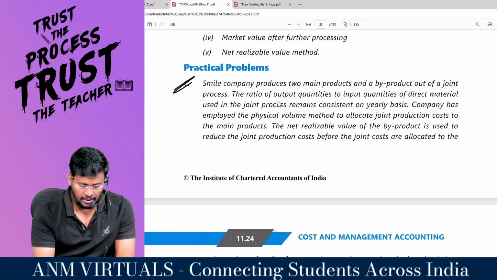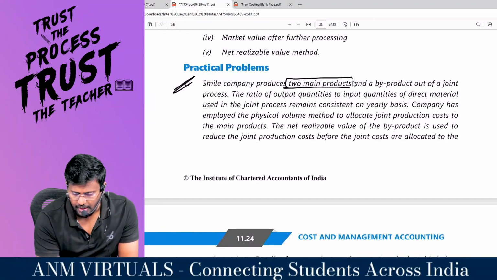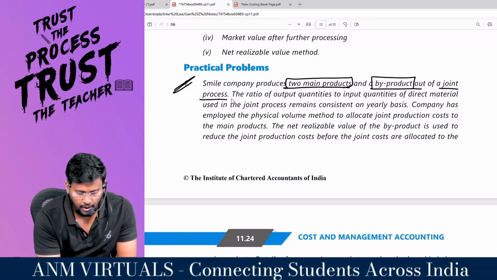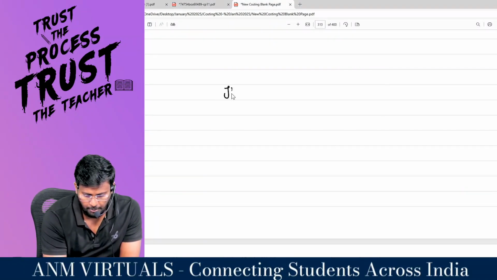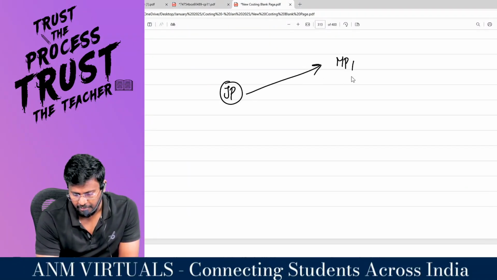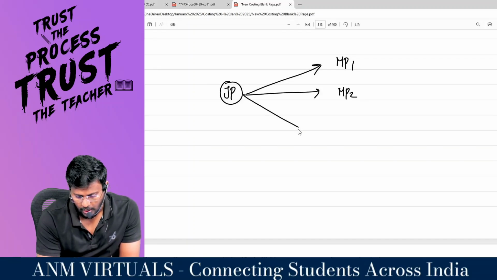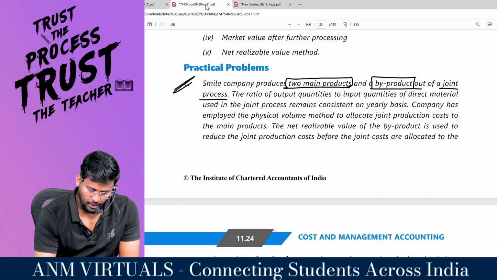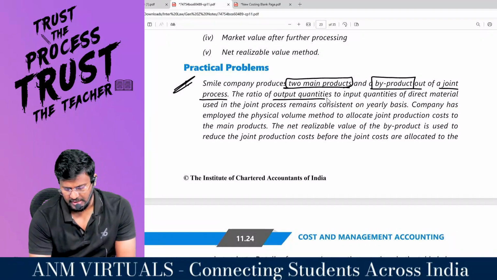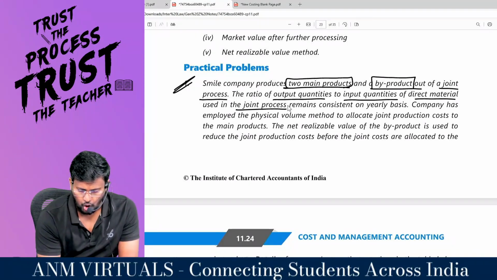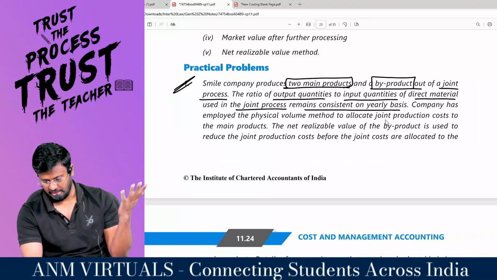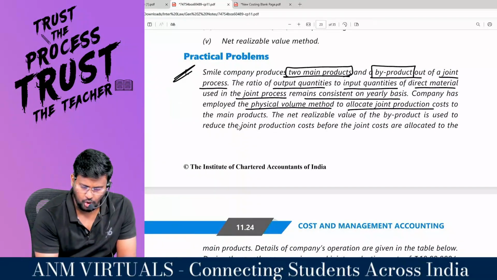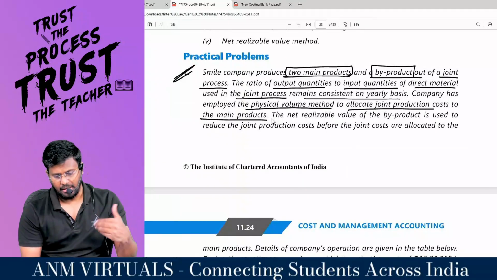That's it. Smile company produces 2 main products. Look, 2 main products come out, and a byproduct out of the join process. So there is a join process. Through this join process, main product 1, main product 2, and the third one is byproduct 1. Correct? Byproduct 1. The ratio of output quantities to input quantities of direct material used in the join process remains consistent on a yearly basis. Company has employed the physical volume method to allocate joint production cost to the main product. So they have used the physical units method.